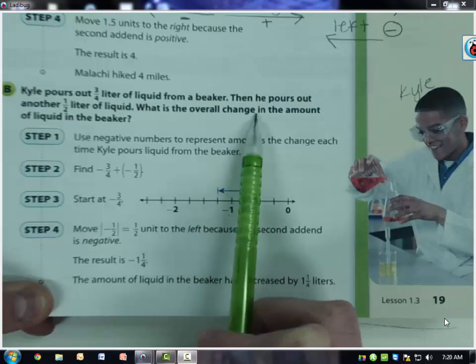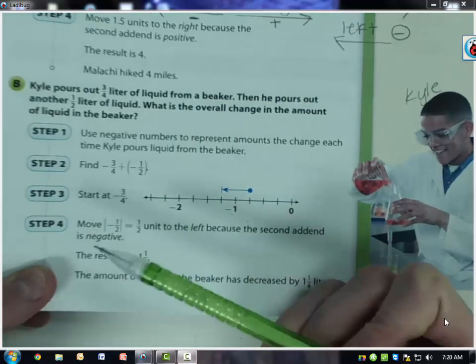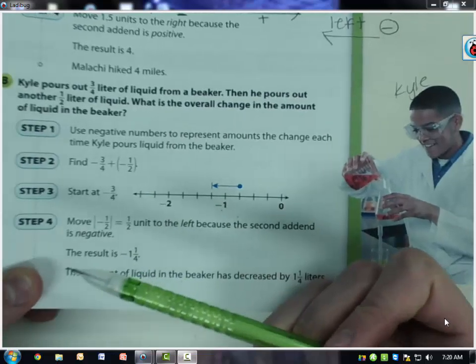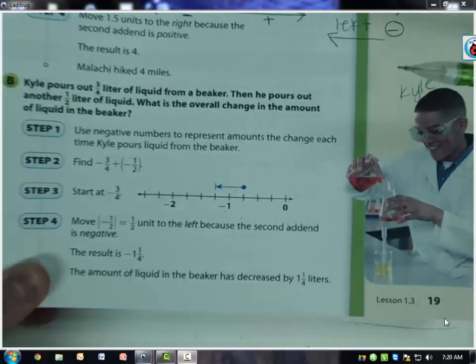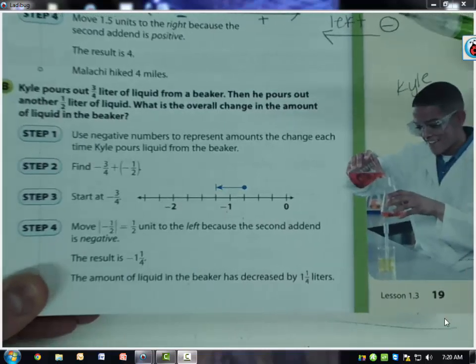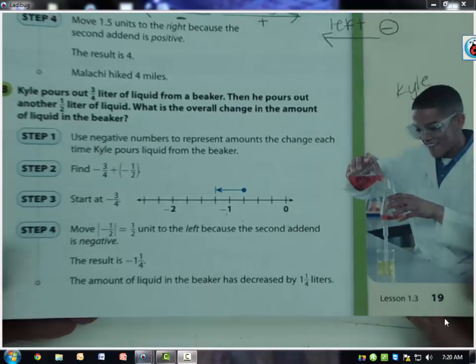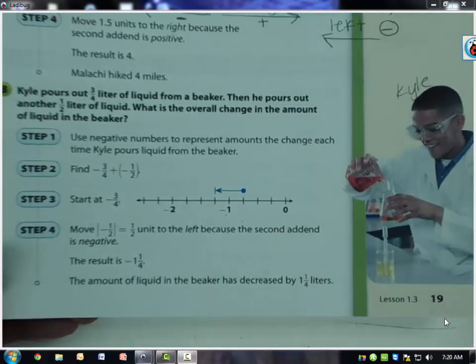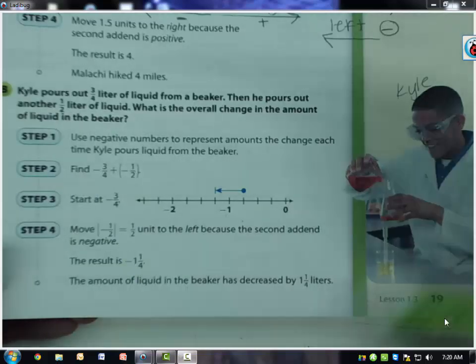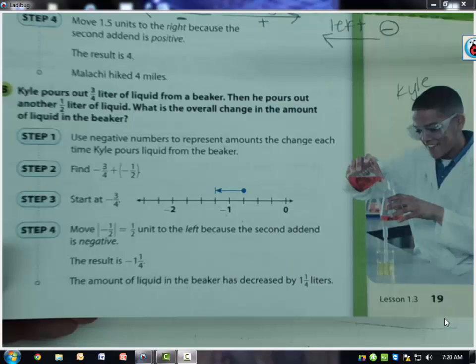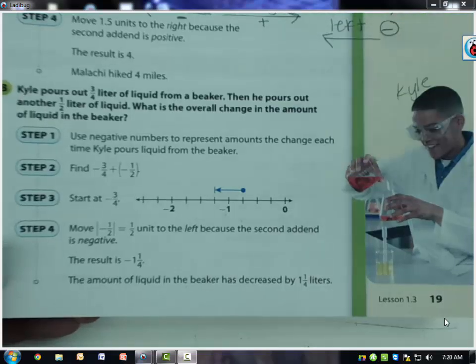Okay, if we're pouring out, obviously we start out with liquid in our beaker. If we look at Kyle over here, we start out with liquid in our beaker and we pour it out. If pouring out, we're going to be subtracting. So he pours out 3/4 and then pours out a half. So when we look at these, we're working with rational numbers. Obviously we just did decimals on a number line, and now we're doing fractions. So it seems a little bit harder. But let's read our number line first.